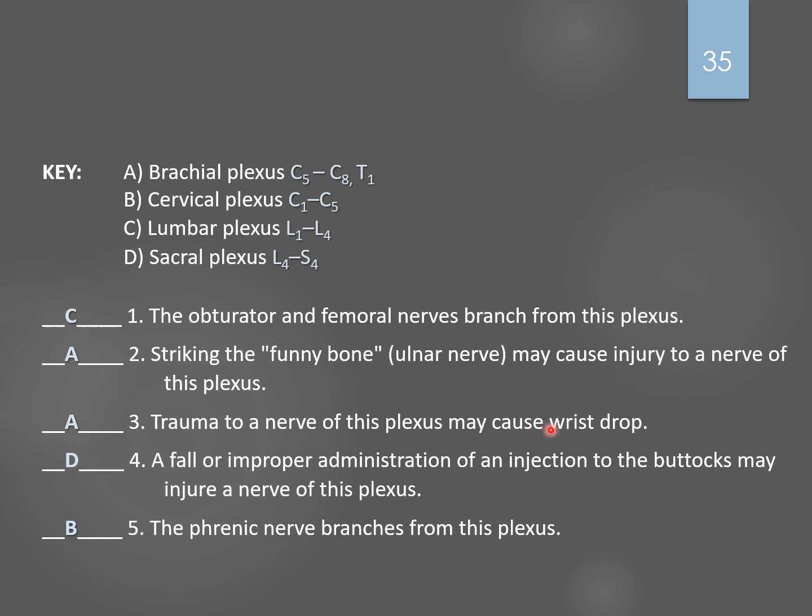Again, that's the brachial. Fall or improper administration of an injection in the butt can injure this one, and that's your sacral plexus. And then, of course, here we have again our phrenic nerve branches from the cervical plexus.